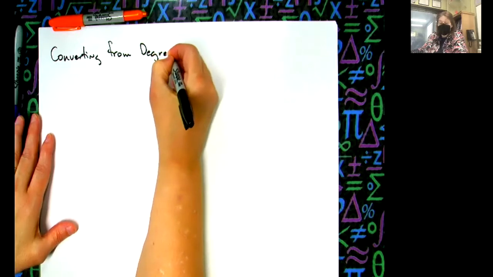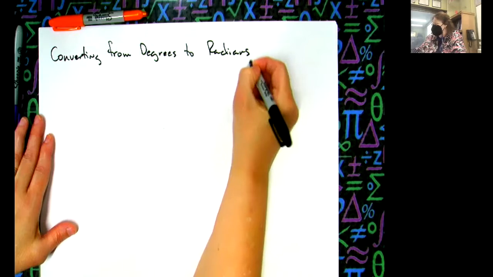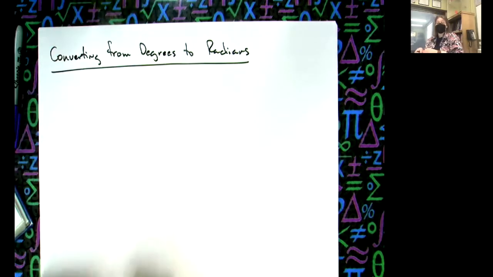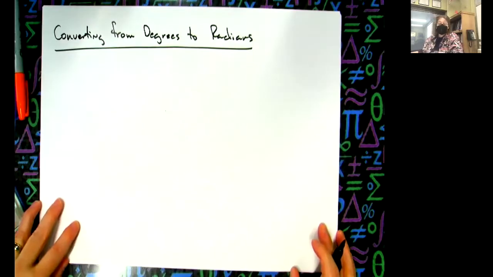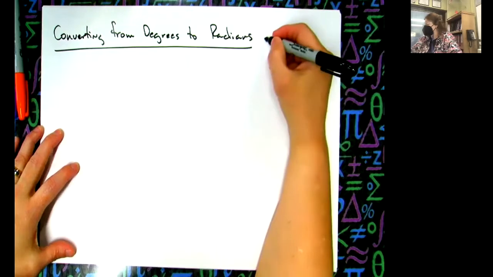Degrees to radians. All right, we're going to be converting from degrees to radians. Let's put it up here to save a little bit of paper.